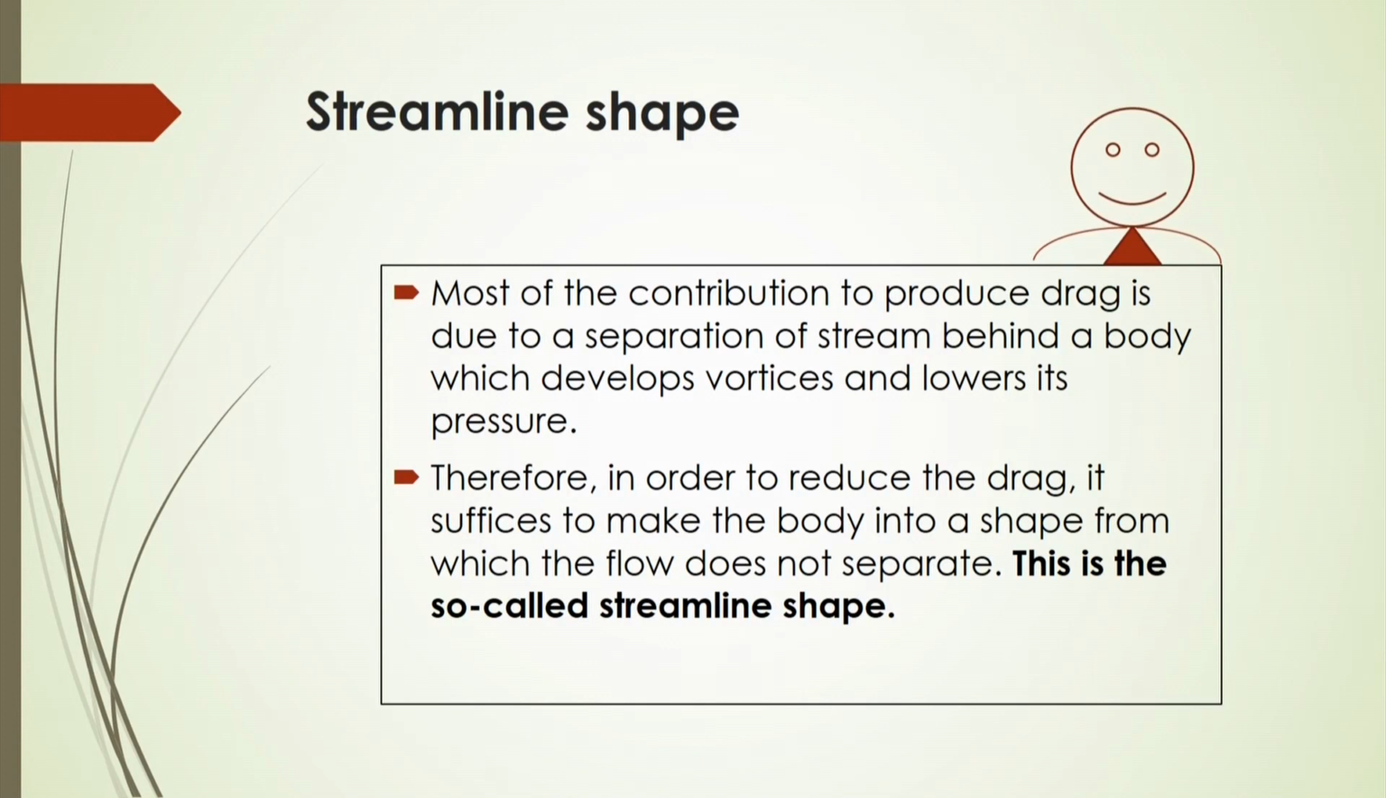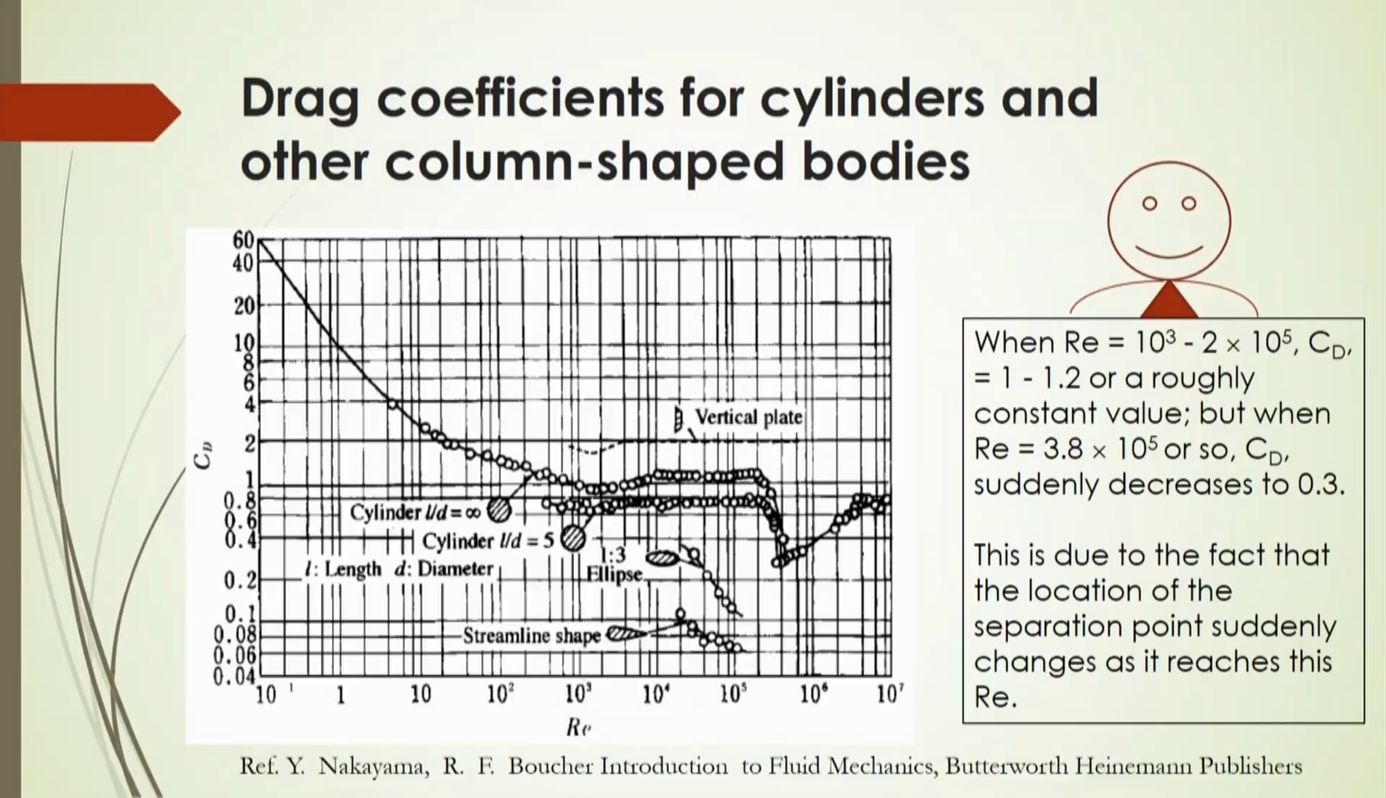Now, another important point is what is the shape for this streamline. In this case, most of the contribution to produce drag is due to the separation of stream behind a body which develops vortices and lowers its pressure. Therefore, in order to reduce the drag, it suffices to make the body into a shape from which the flow does not separate. So, in that case this type of shape is called streamline shape.